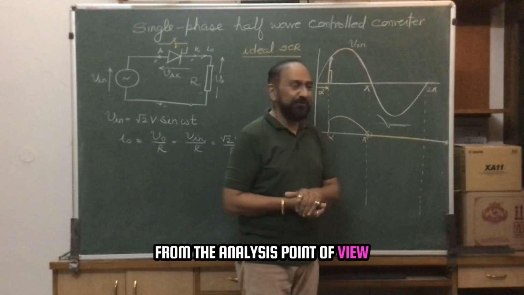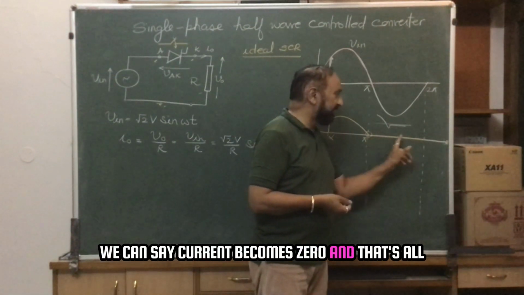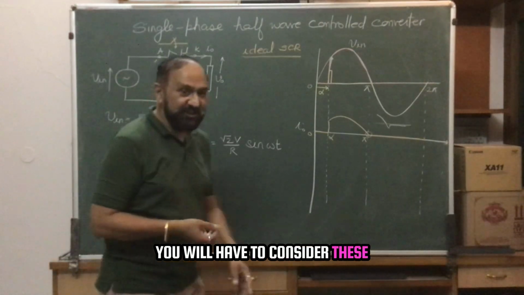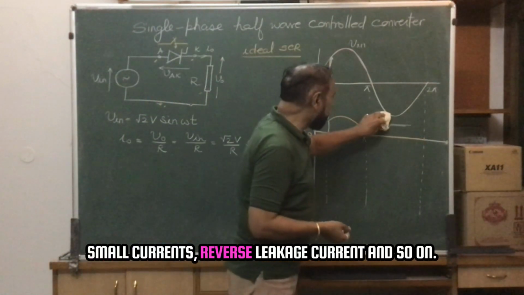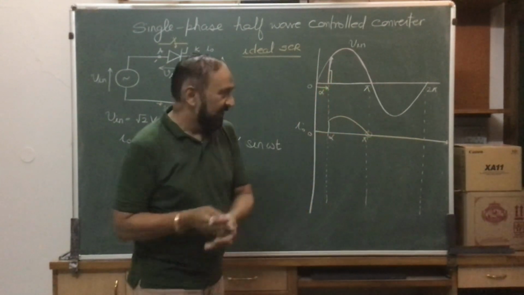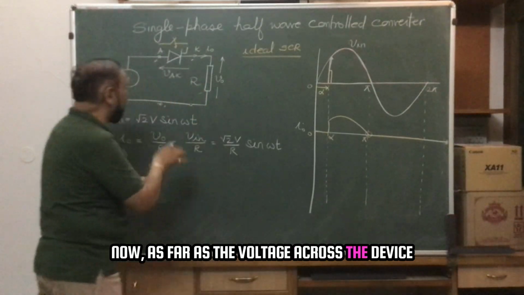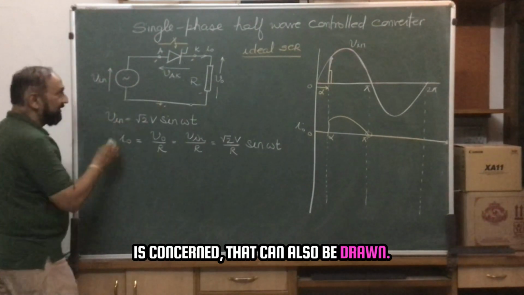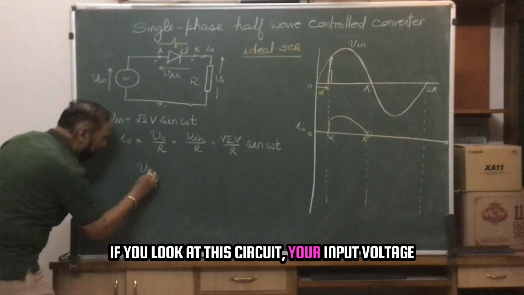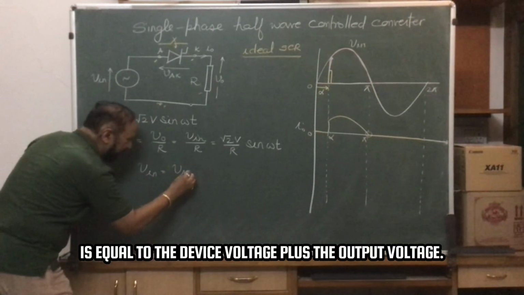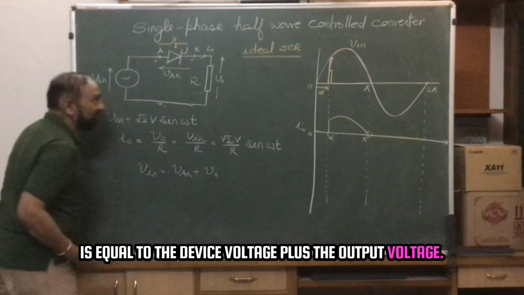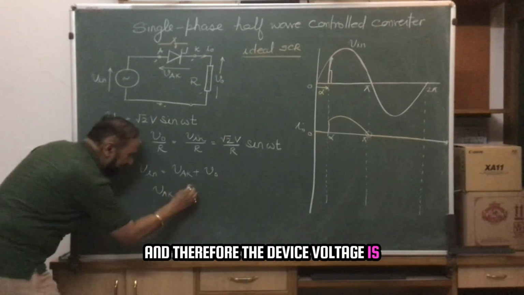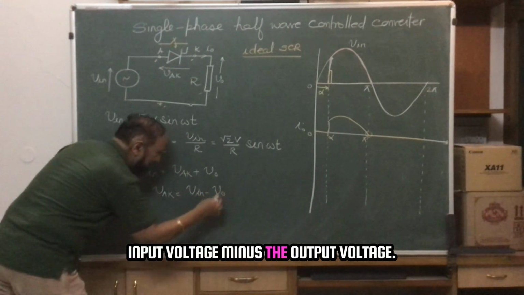From the analysis point of view, we can say current becomes 0 and that's all. From the design point of view, you will have to consider these small currents, reverse leakage current and so on. Now as far as the voltage across the device is concerned, that can also be drawn. If you look at this circuit, your input voltage is equal to the device voltage plus the output voltage, and therefore the device voltage is input voltage minus the output voltage.